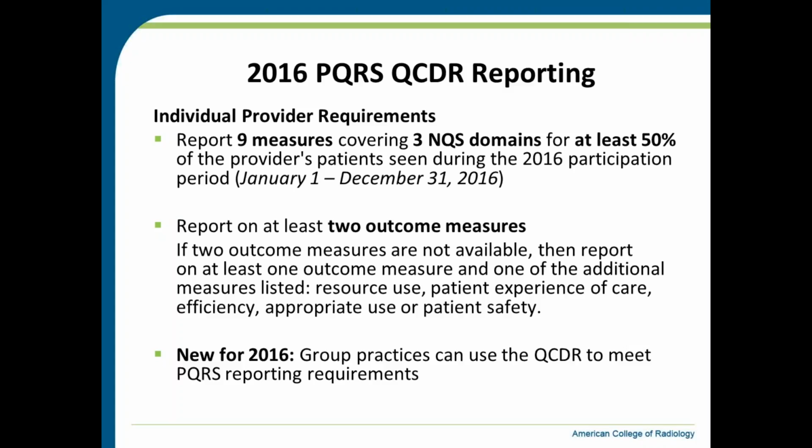This second bullet is another requirement that people should be aware of: in addition to the 9 measures and 3 domains, you also need to report on 2 outcome measures. And then if 2 outcome measures are not available, then they can report on a subset of measures listed or categorized differently, such as resource use, patient experience of care, efficiency, appropriate use, or patient safety. So please keep that in mind.